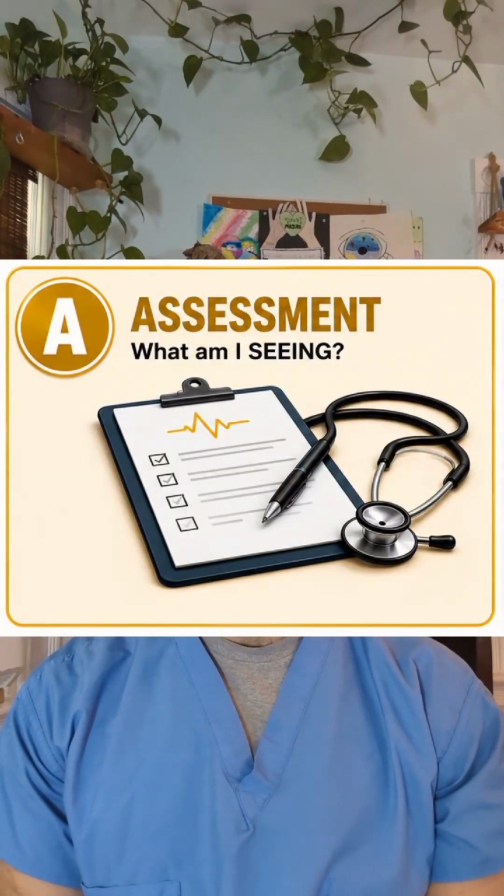A, assessment. Now tell them what you are seeing. What did you assess? What are the patient's vital signs? Has something changed? For example, his blood pressure is 86/52, his heart rate is 108, the respiratory rate is 22, and his oxygen saturation is 93 on 2 liters of oxygen. He appears more lethargic than he was an hour ago.